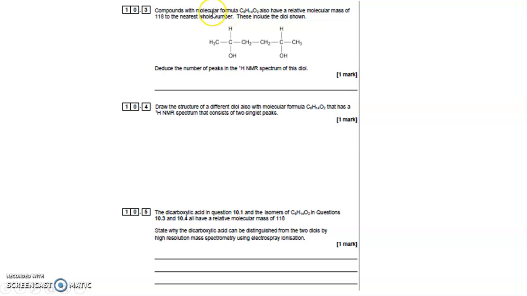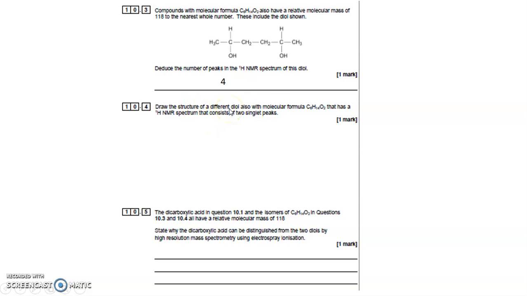Compounds with the same molecular formula also have a relative molecular mass of 118 to the nearest whole number. These include the diol shown below. Deduce the number of peaks in the hydrogen NMR spectrum of this diol. So I've got one in this CH3 here, one; 2, the OH is different; that H is different again, that's 3; and the H's in the CH2 are different again. So I've got 1, 2, 3, 4, but it's completely symmetrical. So these two CH3's are 1, the H's in the two OH's are 2, two H's at the top are 3, and the two CH2's are 4. Because it's completely symmetrical, it's going to give 4 peaks.